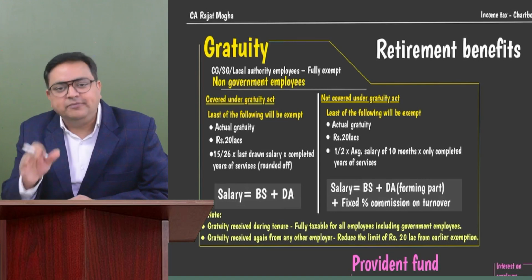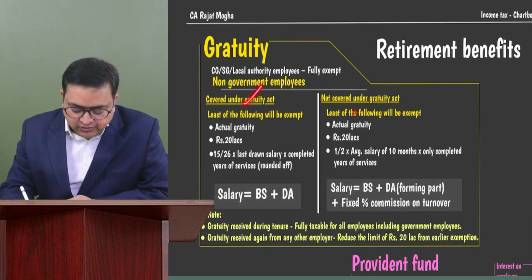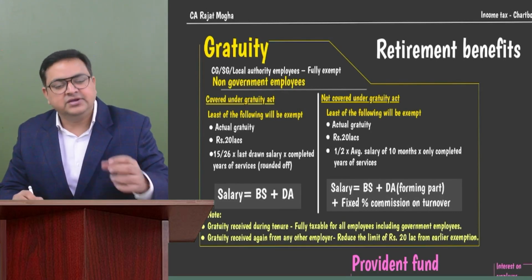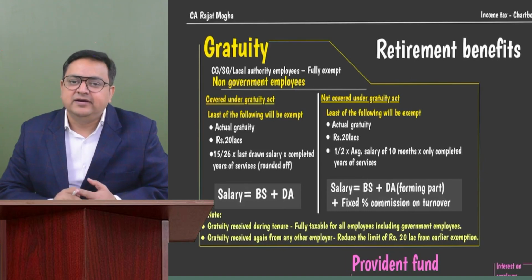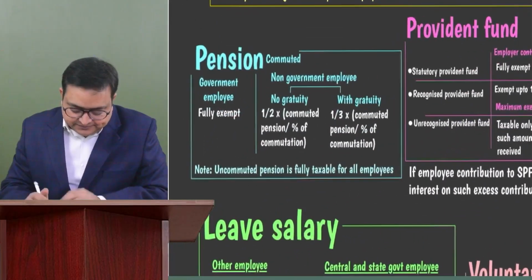If your question paper says that this person is not a government employee, and they will not tell you whether this person is covered under gratuity or not, which would be only a 1% case, then you can take your own assumption. I would suggest please take the assumption that this person is covered under gratuity. Got it?